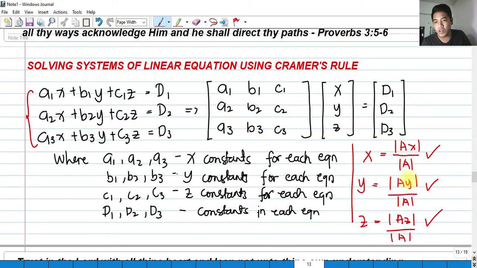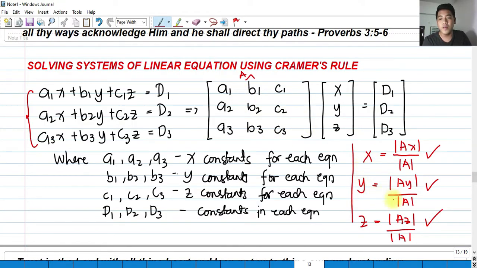And what is this determinant A? This is the matrix A. If we get the determinant, we'll be getting the value. So if we get the determinant of matrix AX, where we simply replace this first column with the constants, and get its determinant, divided by the determinant of simply A, we're going to get the x value.